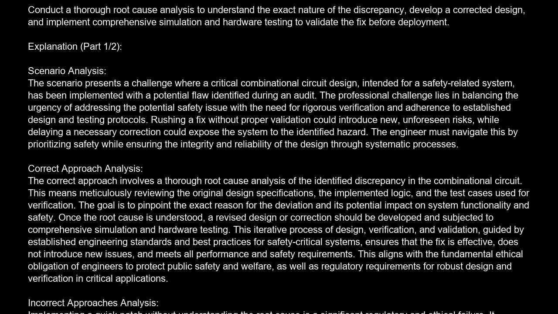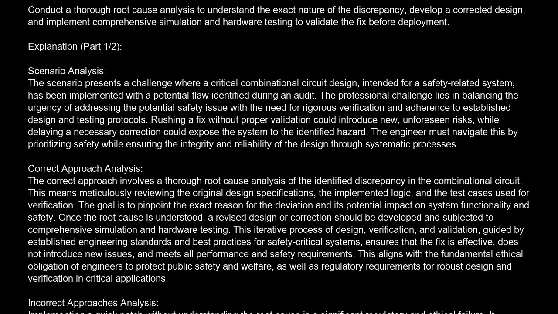Explanation. Scenario analysis. The scenario presents a challenge where a critical combinational circuit design, intended for a safety-related system, has been implemented with a potential flaw identified during an audit. The professional challenge lies in balancing the urgency of addressing the potential safety issue with the need for rigorous verification and adherence to established design and testing protocols.